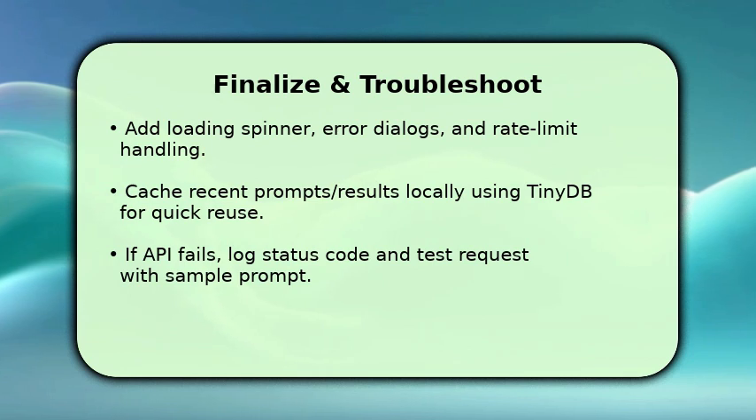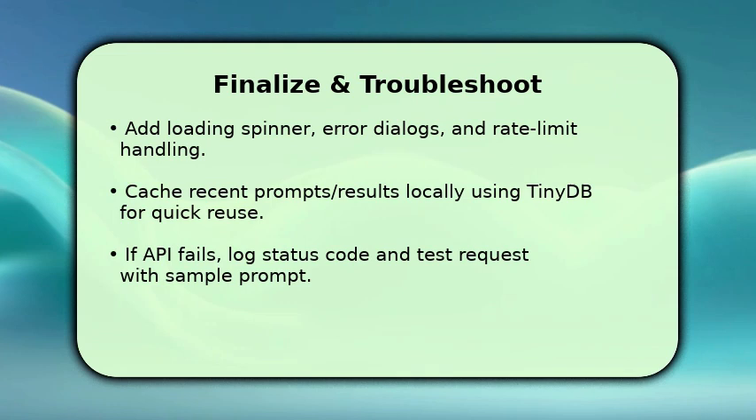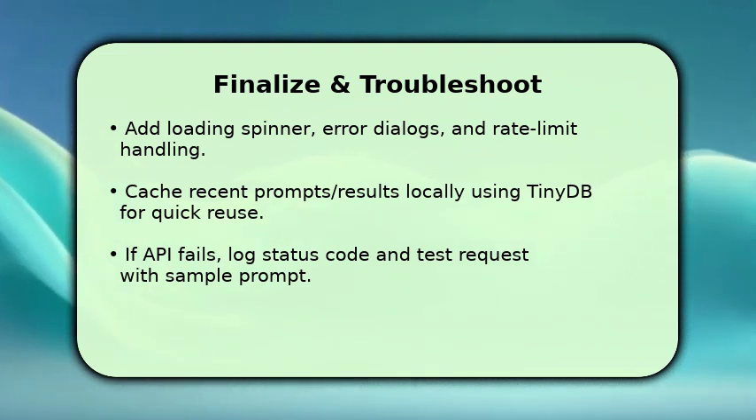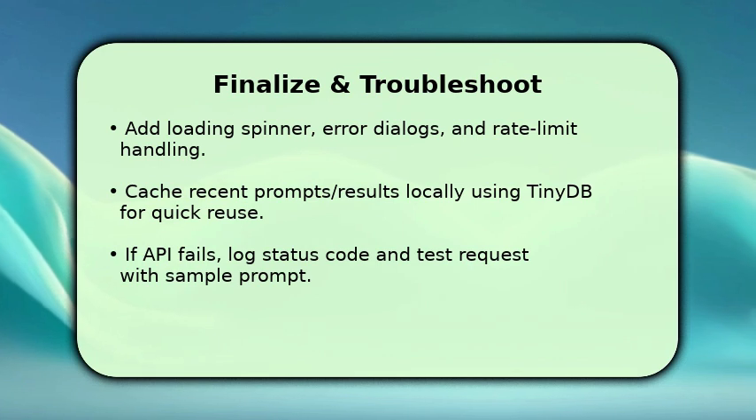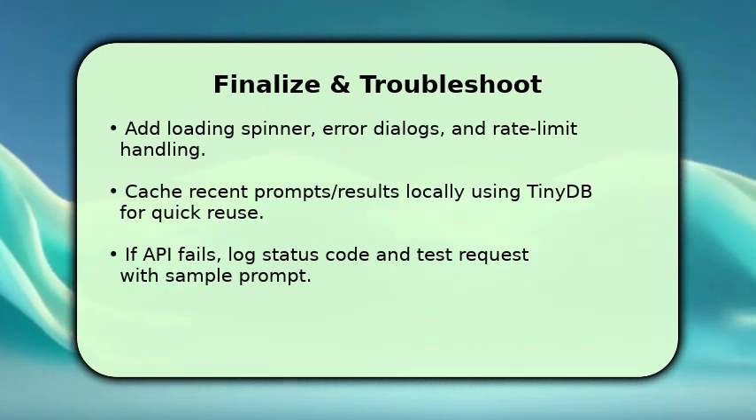If things go wrong, capture the web.ResponseCode and ResponseText. Reproduce the same payload in a REST client to isolate server versus app issues. Make sure to protect your API key, and test on both emulator and physical device.